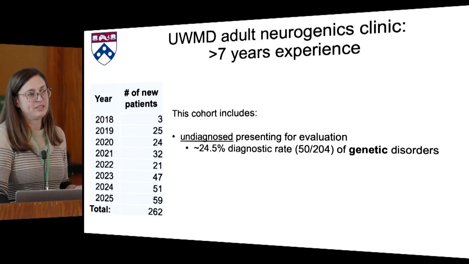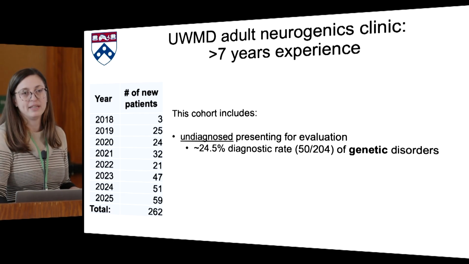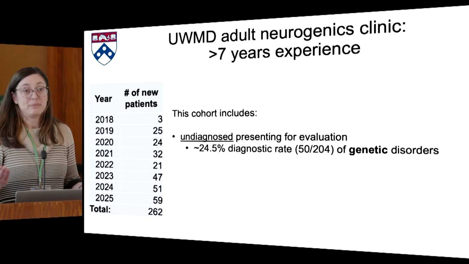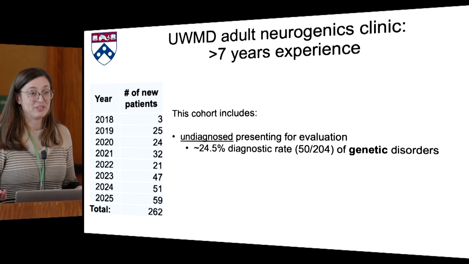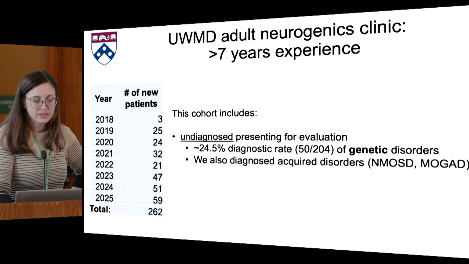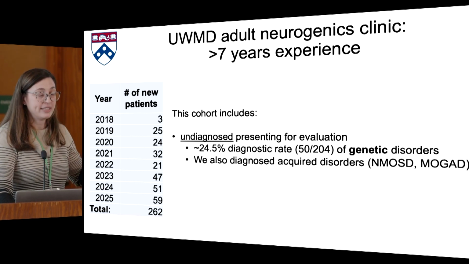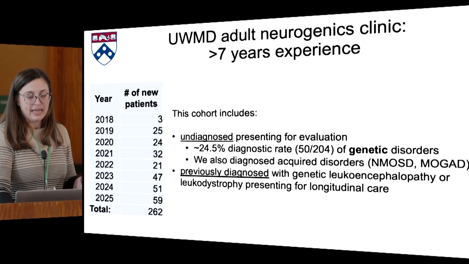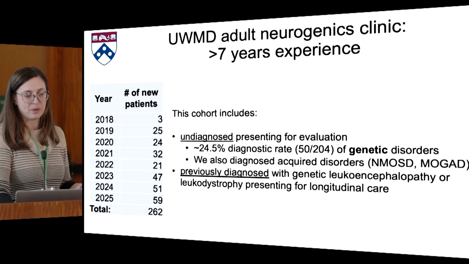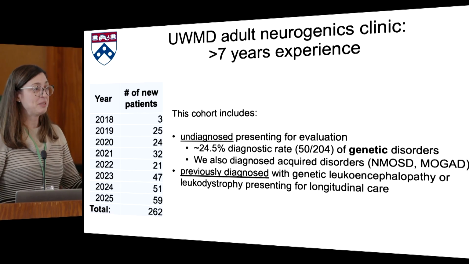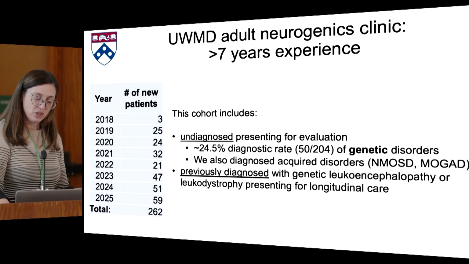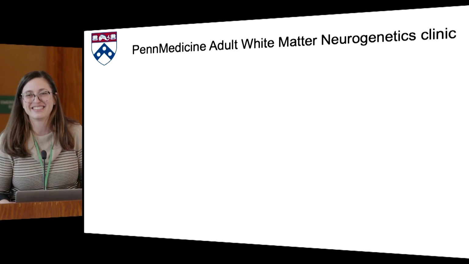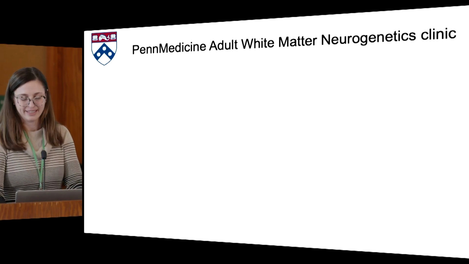And of the people that we sent genetic testing, we diagnosed about 25% of them. And so I learned about those disorders when they showed up, right? Because I hadn't really been doing that as part of any of my training to take care of genetic disorders, so we learned as we went. We also diagnosed acquired disorders because I send those rare neuroinflammatory markers just in case that's been missed, and we have treatments for them. And then we also had a lot of people show up that were previously diagnosed, and they just wanted to be taken care of in an adult clinic. So I had to change the name. It's now the Penn Medicine Adult White Matter Neurogenetics Clinic because they're not all undiagnosed.